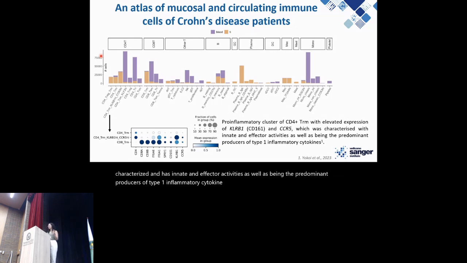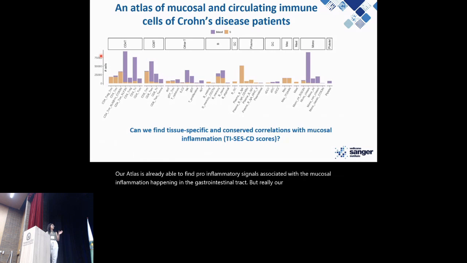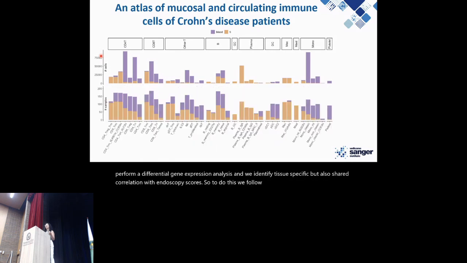So as you can see, our atlas is already able to find pro-inflammatory signals associated with the mucosal inflammation happening in the gastrointestinal tract. But really, our main question in doing this atlas is how well circulating cells can capture mucosal inflammation. So to do that, we performed a differential gene expression analysis, and we identified tissue-specific, but also shared, correlation with endoscopy scores. To do this, we followed a pseudo-bulk approach where we collapse cells by cluster, tissue, and donor.